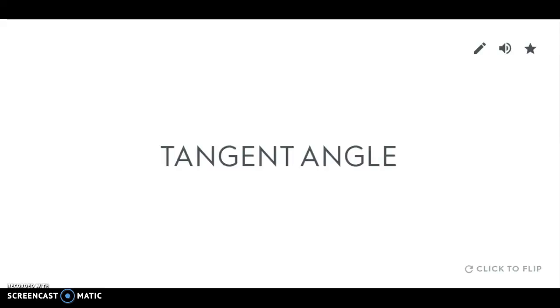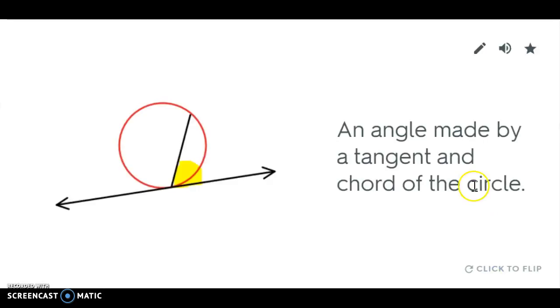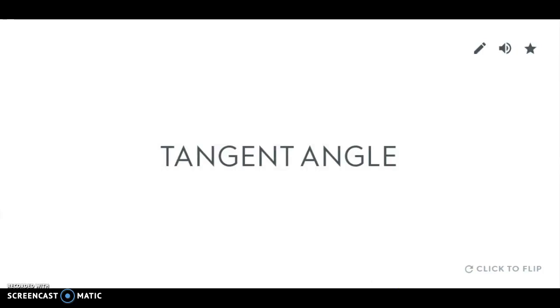All right, what we're working on today is section 10.5, vocabulary, angles, and circles. The first type of angle we have is a tangent angle. A tangent angle is when you have a tangent, and remember, a tangent touches a circle once. So it's an angle made by a tangent and a chord of the circle. This yellow area right here is a tangent angle. And if I did this other area on the left, that's also a tangent angle. It's an angle that's formed by a tangent and a chord.